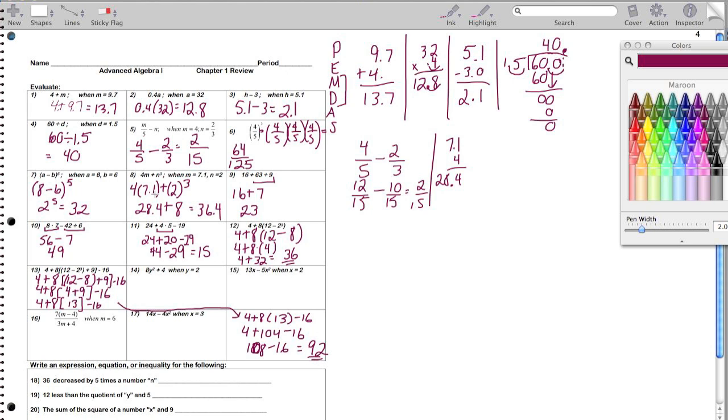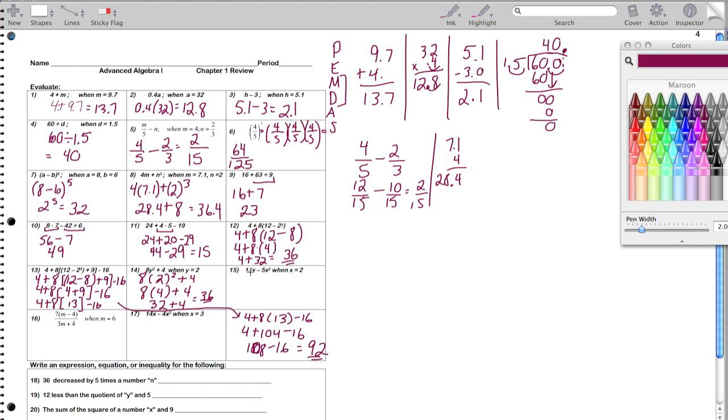Okay, number 14. Substitute 2 in for y, so I get 8 times 2 squared plus 4. Order of operations, I have to square this 2 first, so 8 times 4 plus 4. Then I multiply 8 times 4, which is 32, plus 4. Then I get another answer of 36.